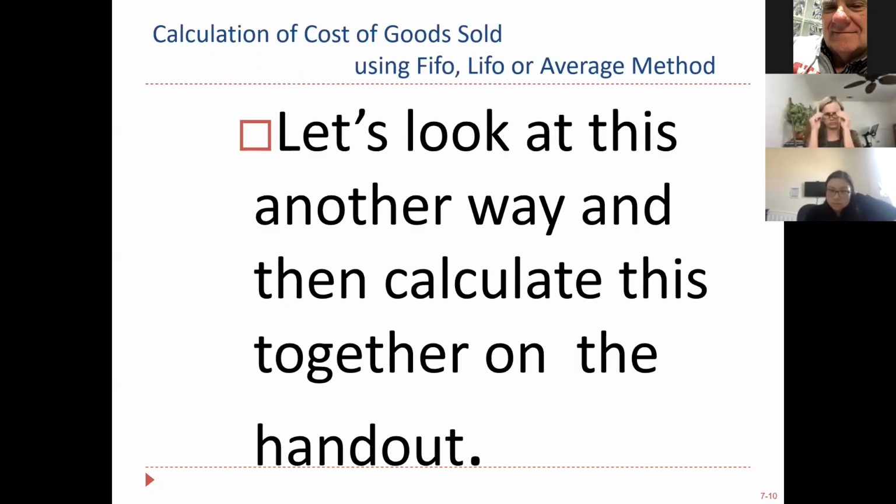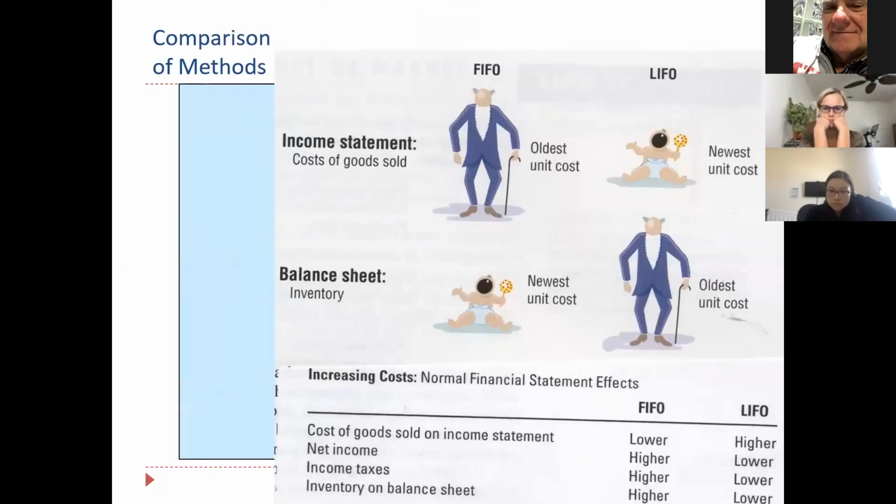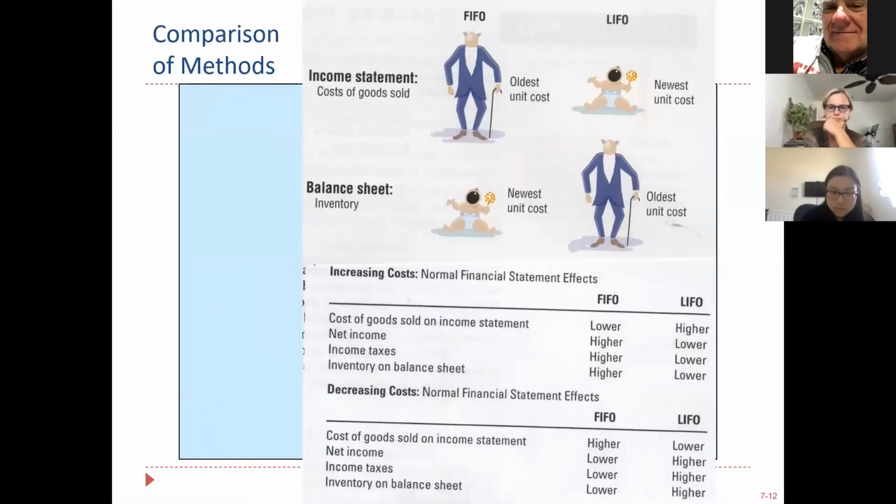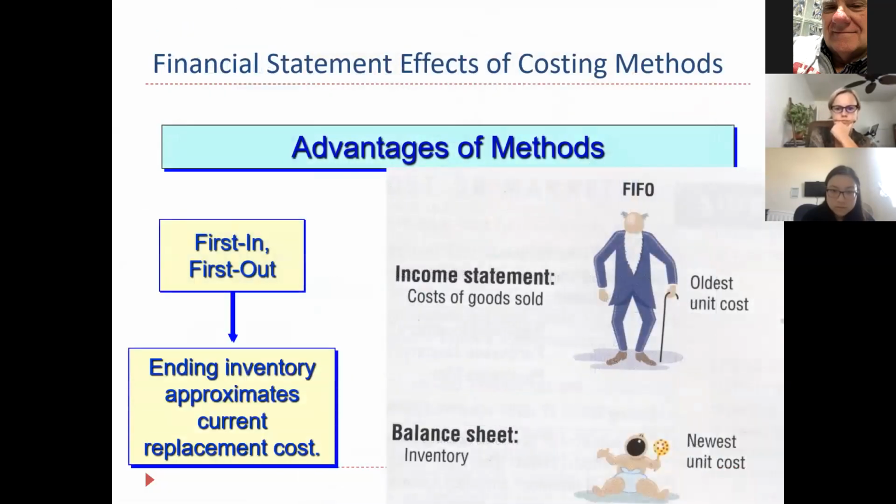Let's look at another way and then calculate this on the handout. What handout? Well, you can look at this, a copy from your book. It's sort of a little bit of a summary. FIFO, lower cost of goods sold, like we just said, right? Higher profit, net income will be higher, but you have to pay more taxes, and your asset will be higher. You'll have more inventory. That's a repeat.